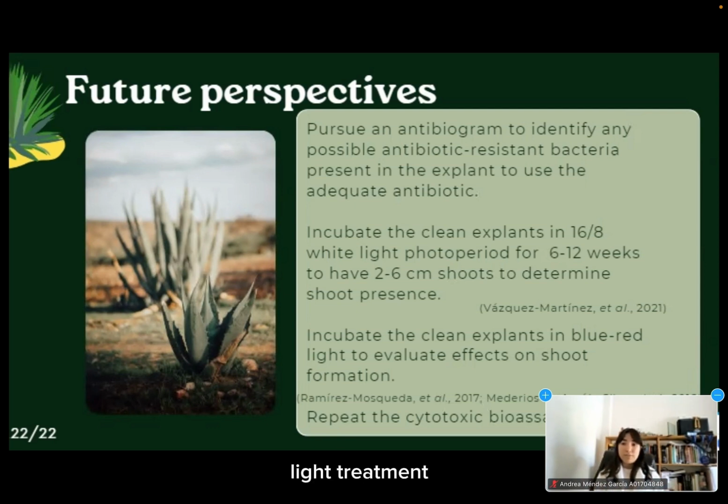Also, a blue-red light treatment is suggested to be evaluated on the shoot development once the presence of shoots has been confirmed to be possible after the cleaning treatment. Finally, another cytotoxic assay must be done with a pure bioextract at lower concentrations to obtain a compelling IC50 result.